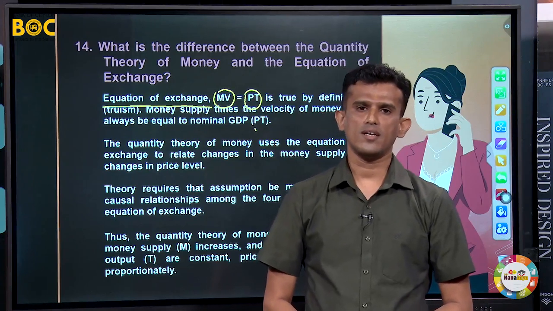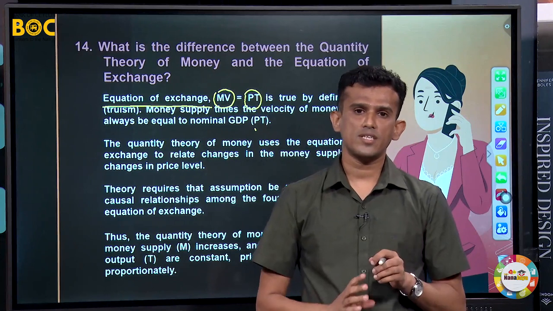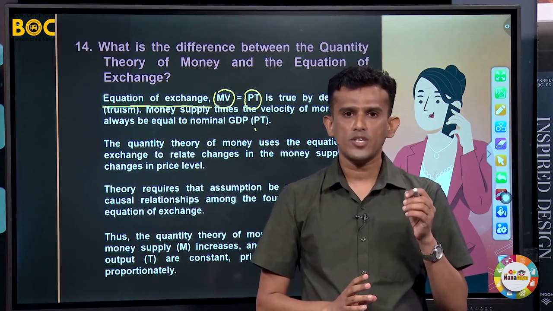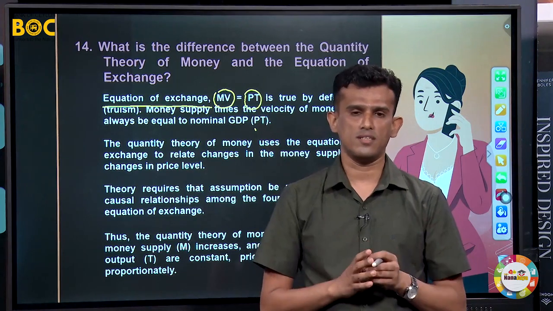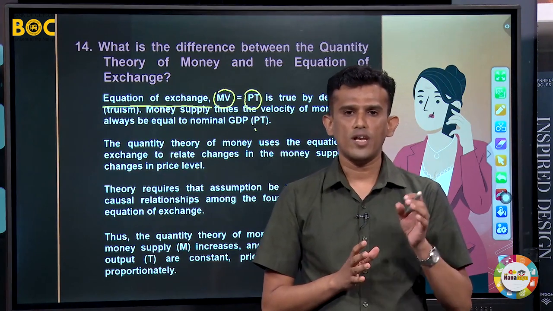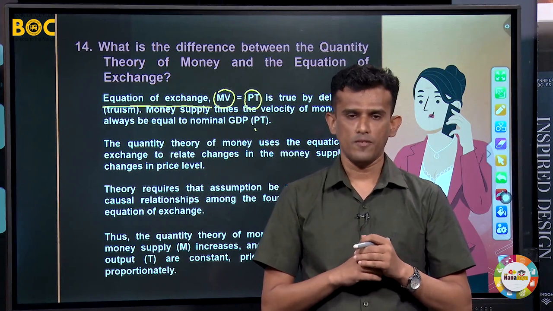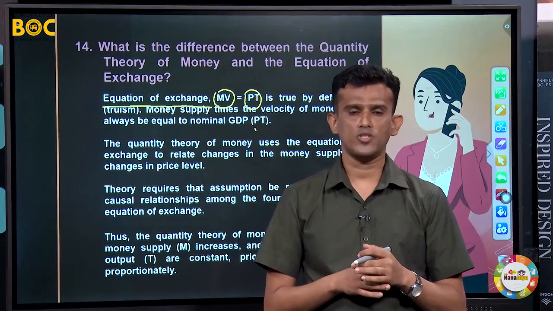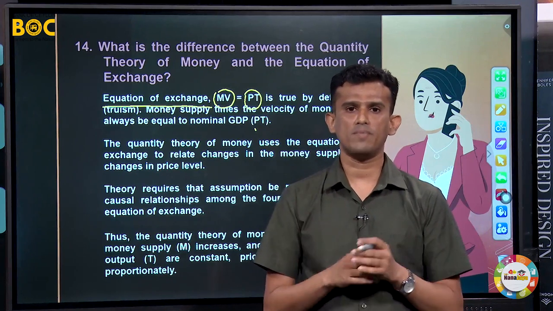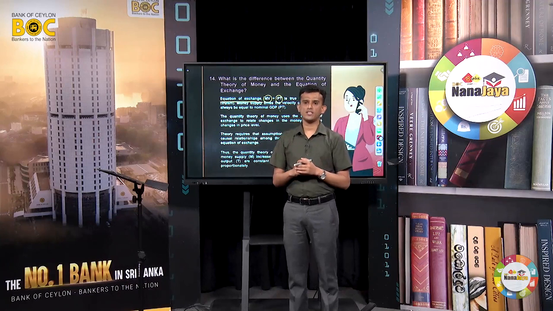So, under the quantity theory of money, we say that when the money supply of the economy increases while the velocity of circulation of money and the real output are held constant, there should be a direct proportional increase in the general price level of the economy. If the money supply of the economy increases while the velocity of circulation of money and the real output are held constant, there will be a direct proportional increase in the general price level.